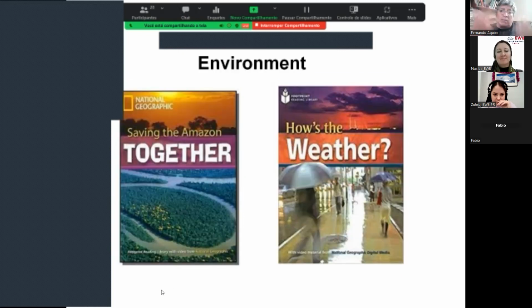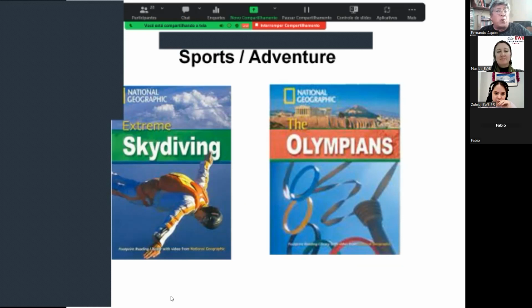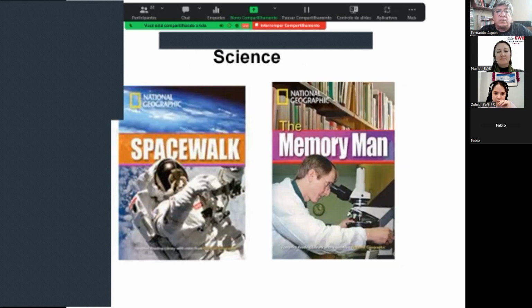Environment. There's a lot about the environment in these series. You can really exploit this nowadays that we're talking about global warming and things like this and sustainability. There's a lot of material in these series which you can use. Sports and adventure. Science. There's not that much about science, not in this series, but you still find things about science.